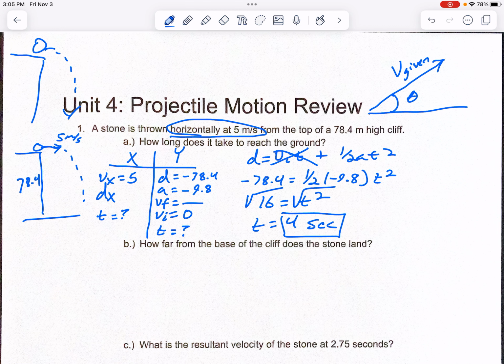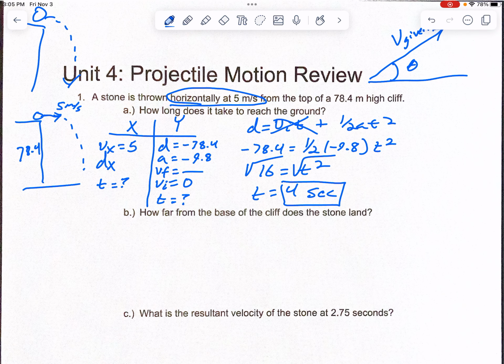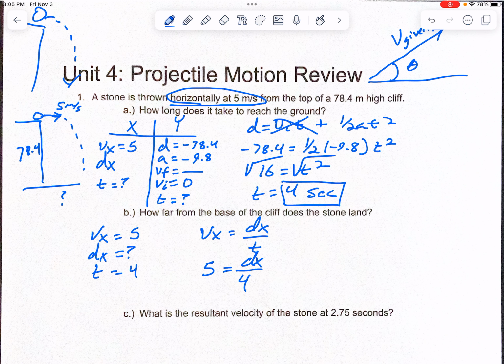There's your answer for part A. Part B: how far from the base of the cliff does it land? That means it wants to know how far it goes horizontally. Remember Vx, Dx, and T. Vx we already know is 5, Dx is your question mark, and we just found time, which is 4 seconds. Vx equals Dx over T, so 5 equals Dx over 4. I multiply both sides by 4 and get a horizontal distance of 20 meters. That's how far it lands from the cliff.